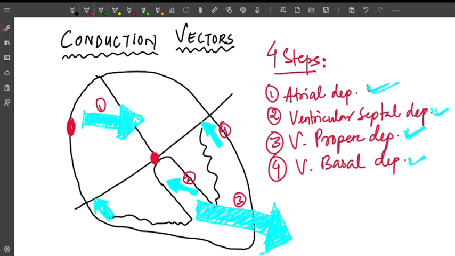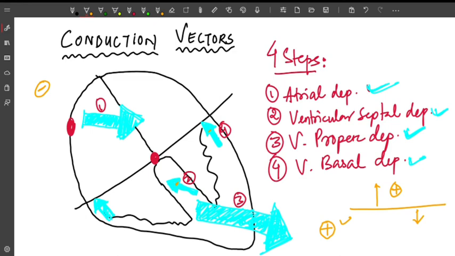Okay, so now if you put an electrode, a negative pole here and a positive pole here, the basic principle is that the vector which is pointing towards the positive pole will show you a positive deflection in a graph, and the vector which is away from the positive pole, meaning pointing towards the negative pole, like you can see the septal depolarization and the basal depolarization, will form a negative deflection.